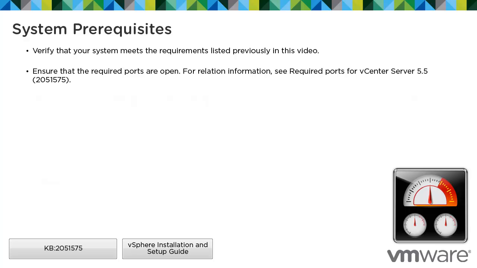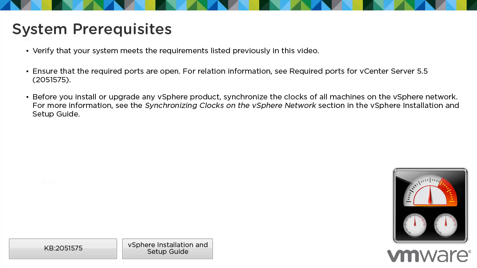Ensure that the required ports are open. For related information, see the knowledge base article, Required Ports for vCenter Server 5.5. Before you install or upgrade any vSphere product, synchronize the clocks of all machines on the vSphere network. For more information, see the Synchronizing Clocks on the vSphere Network section in the vSphere Installation and Setup Guide.